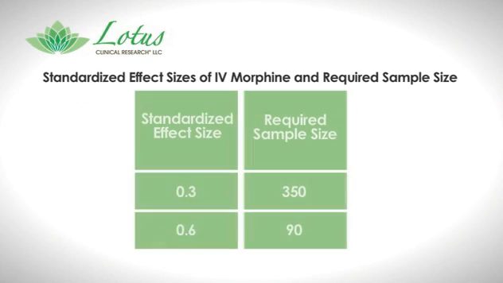To demonstrate the point, we examine the SES and required N for a known analgesic agent, IV morphine. IV morphine has reliable efficacy, but some investigations in the literature show an SES below 0.3 and others demonstrate an SES greater than 0.6. One can see that doubling the SES has a drastic impact on the required N.